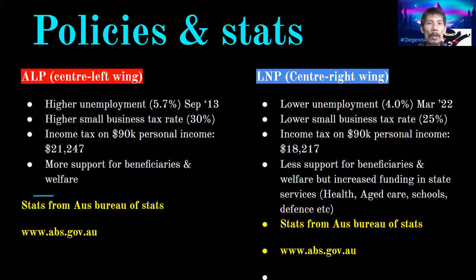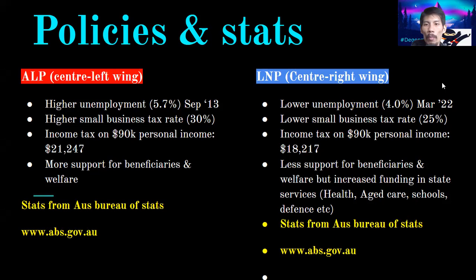Now some policies and statistics. These stats are from official sources, the Australian Bureau of Statistics. The website is on the PowerPoint there. Now, we'll go through the two main parties' policies. ALP, Labor, centre left wing. From the Australian Bureau of Statistics, they have traditionally had a high unemployment rate. It was 5.7% back in September 2013 when they were last in power.